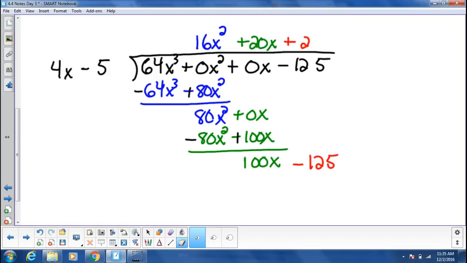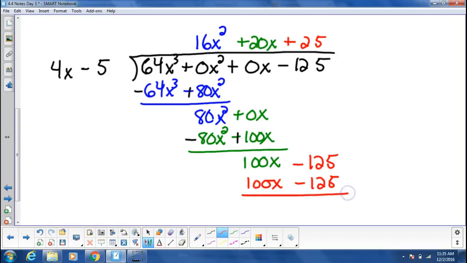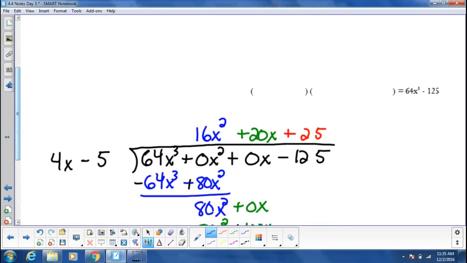Again, growing pains on this new interactive TV. Okay, so then that's going to be 100x minus 125. Now I'm going to fix that one because it just goes away. Okay, so that then tells me that we've got 4x minus 5 and 16x squared plus 20x plus 25.